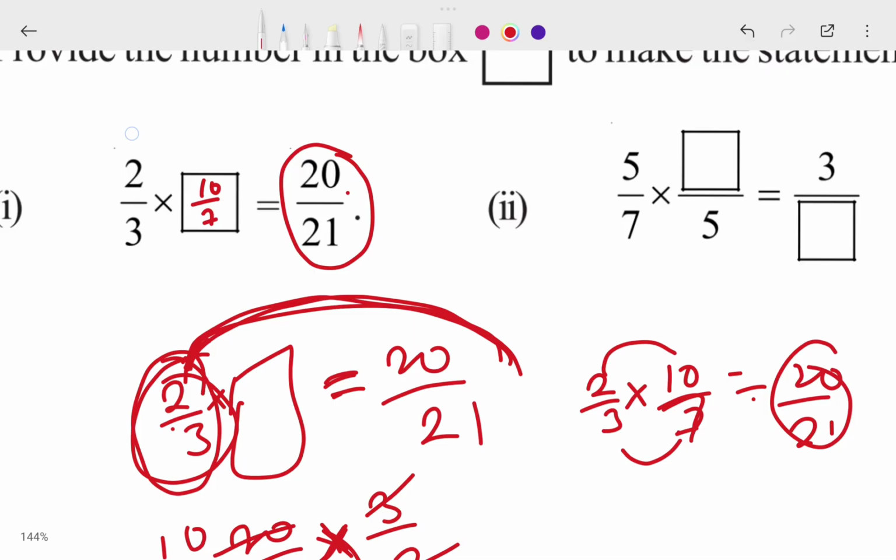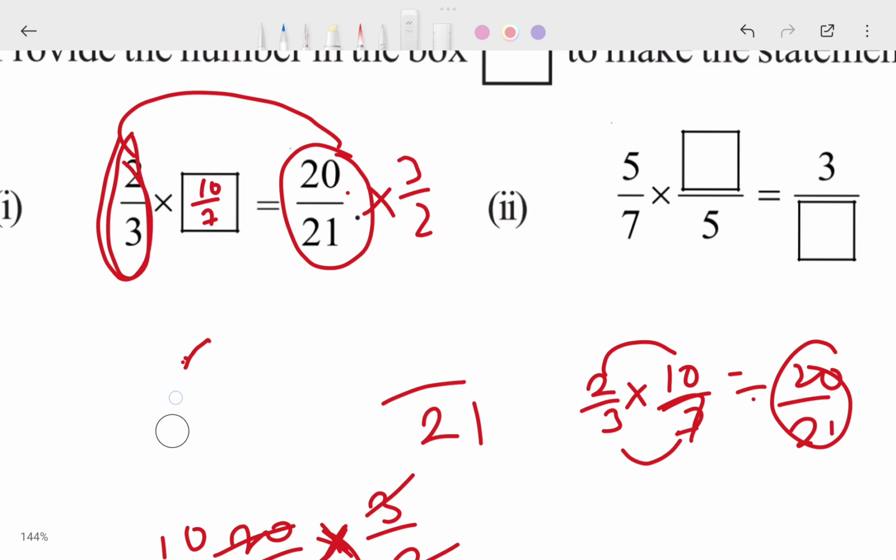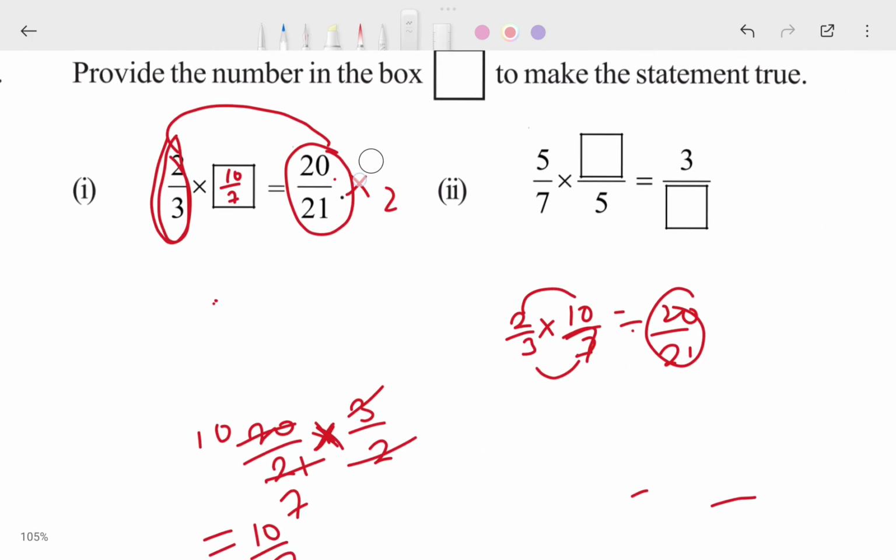Simply, what we have to do is send this number to that side. So 2 by 3 becomes 3 by 2, and then you can multiply. If it divides, you can divide. If it does not divide, don't divide. This is a very simple question, you can understand it here. I hope it is clear to you. So your answer will be 10 by 7.